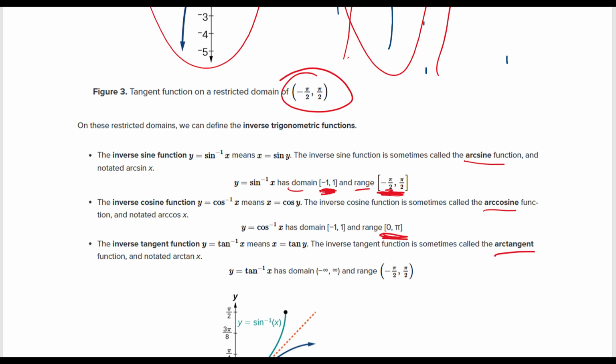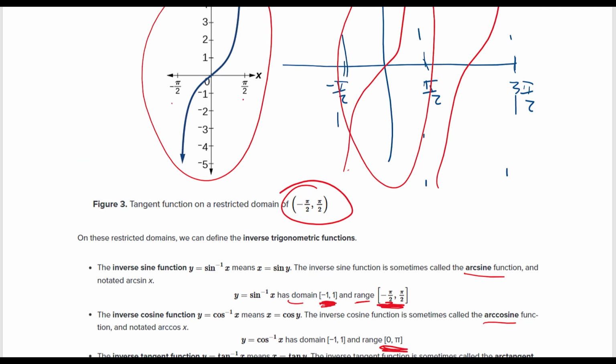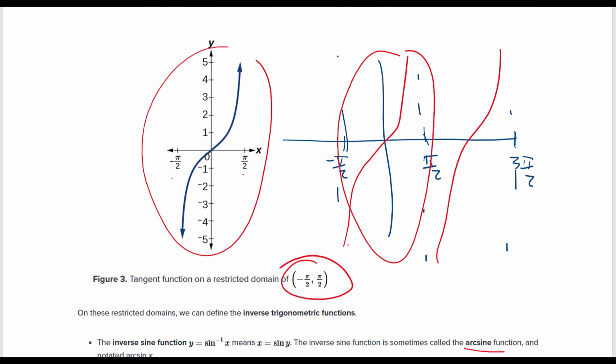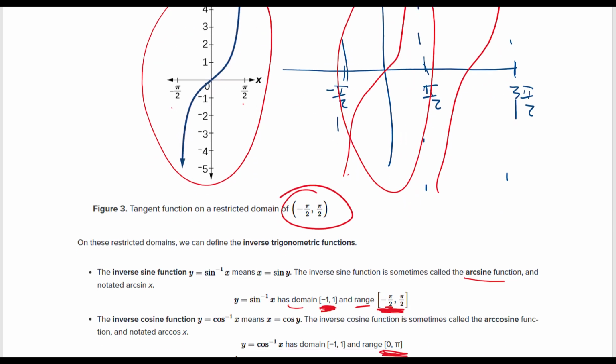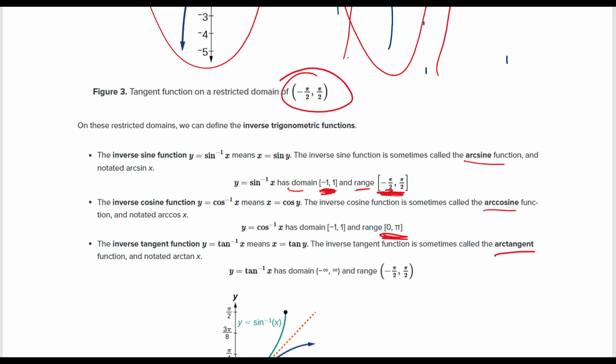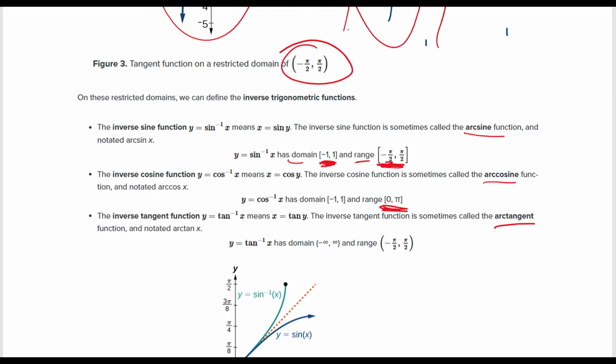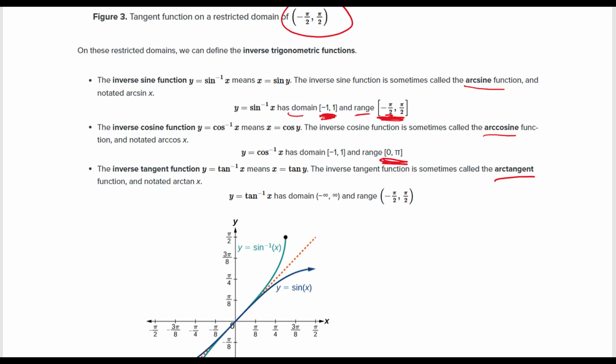Inverse tangent function, y equals tangent inverse of x, means x equals tangent of y. The inverse tangent function is sometimes called the arctangent function, and noted arctan x. So y equals tangent inverse of x has a domain of -infinity to infinity. Notice that tangent produces -infinity to infinity, so its inverse function has domain -infinity to infinity, and its range is -pi/2 to pi/2, but with parentheses there, as it doesn't include them.